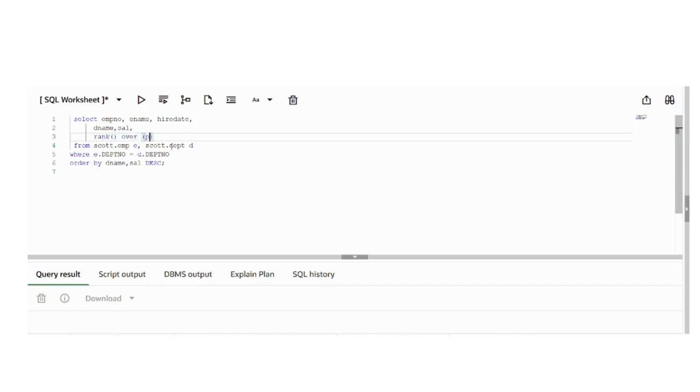The syntax is pretty straightforward. Say I want to find out the ranks by department. In each department, I want to find ranks of each employee based on the salary that they earn. So the highest salary person will be ranked higher. This is my rank value. Let's see the output first for the rank.